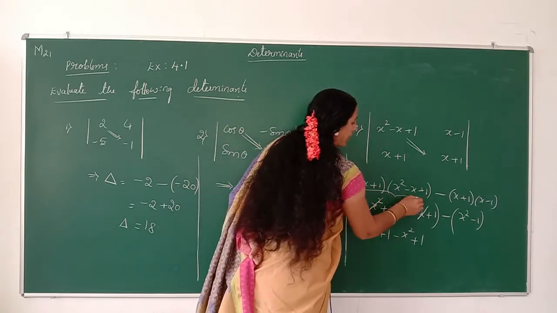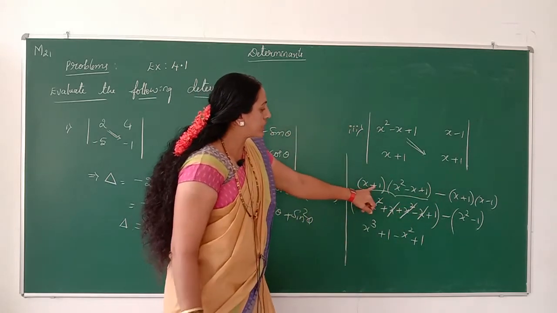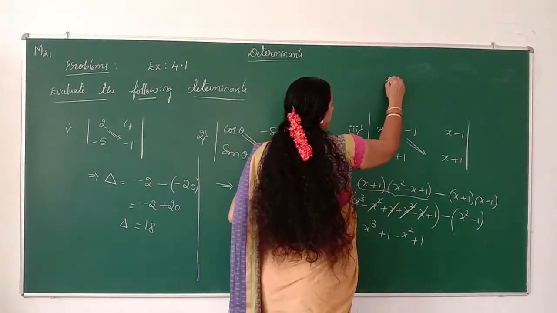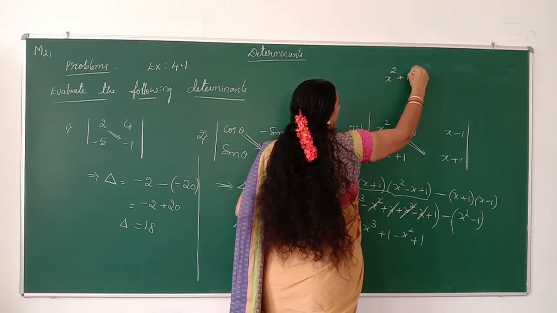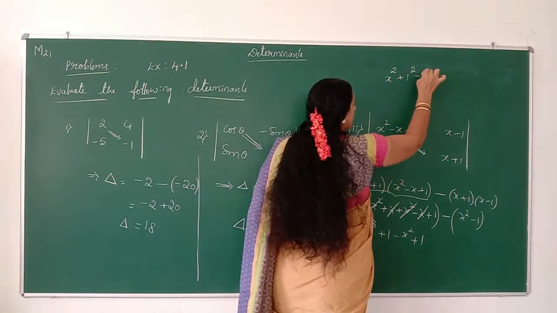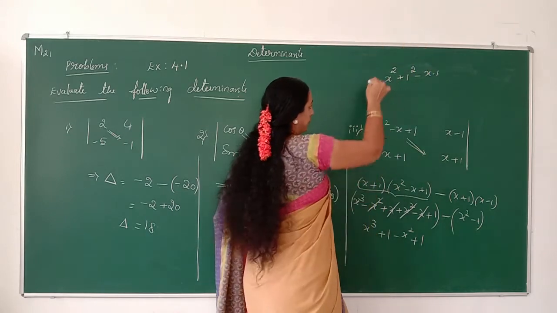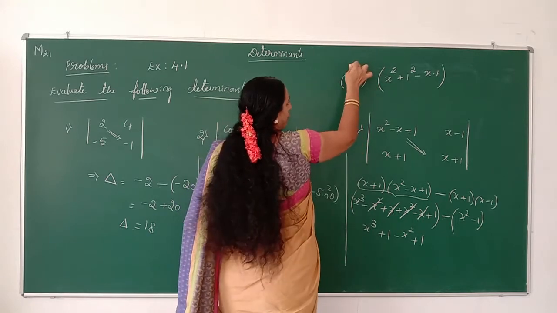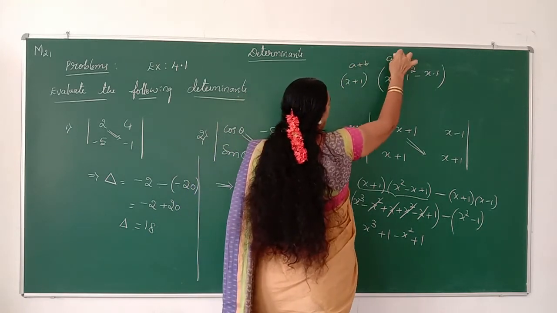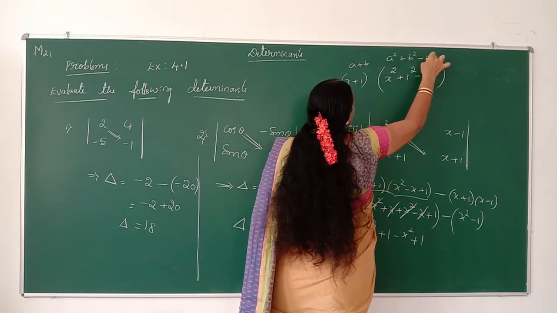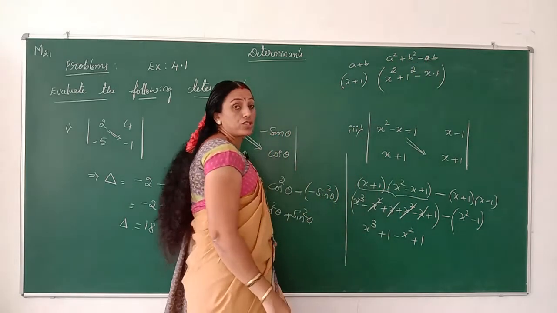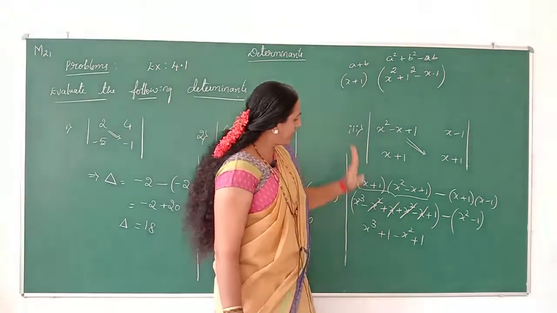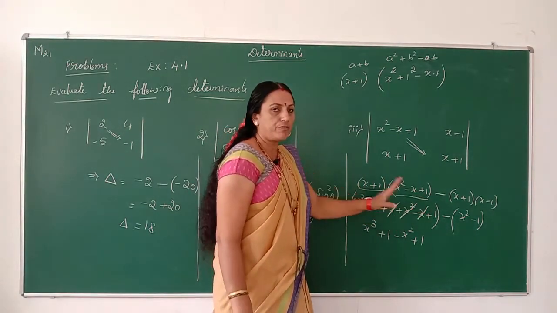These two steps can also be written in the form of a plus b into a square plus b square minus ab. That is, x square plus 1 can be written as 1 square, and x can be written as x into 1, with the product x plus 1. Now these are in the form of a plus b into a square plus b square minus a into b, which is an expansion of a cube plus b cube. Using that expansion, or otherwise we just expand the product of the two factors.